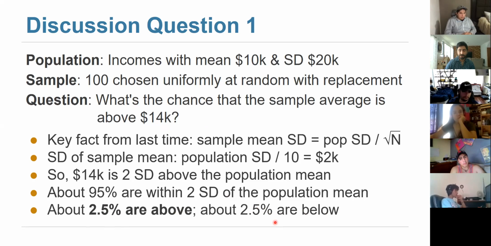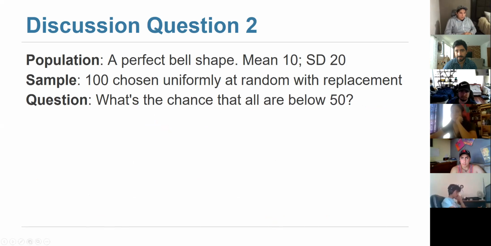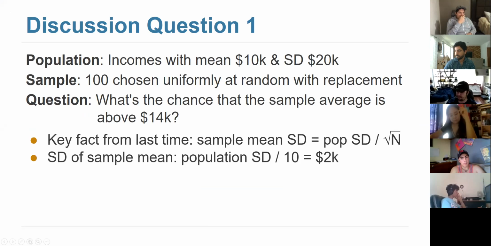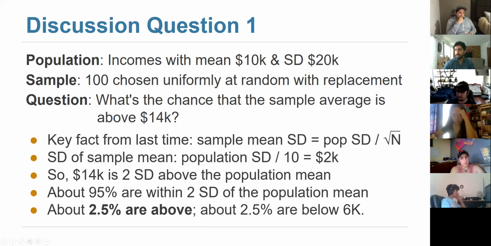6k. Okay, don't confuse this. I put it here, but I should correct this. That is 2.5% below 6k. Right? Is that clear?